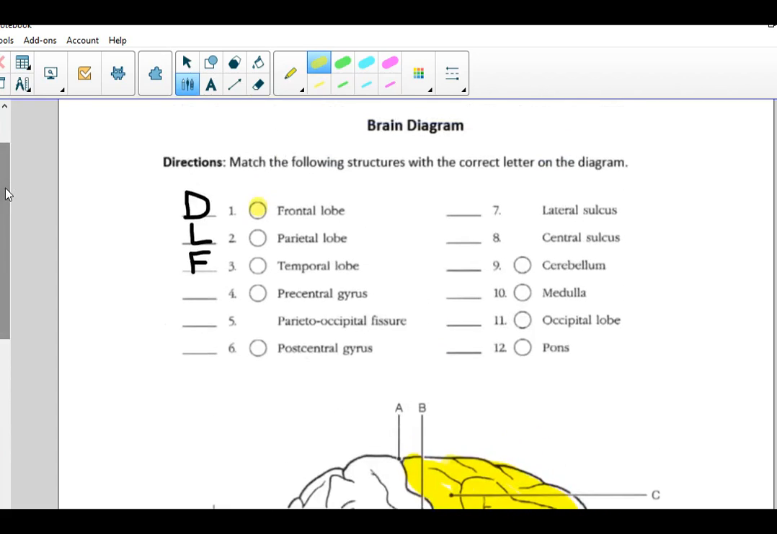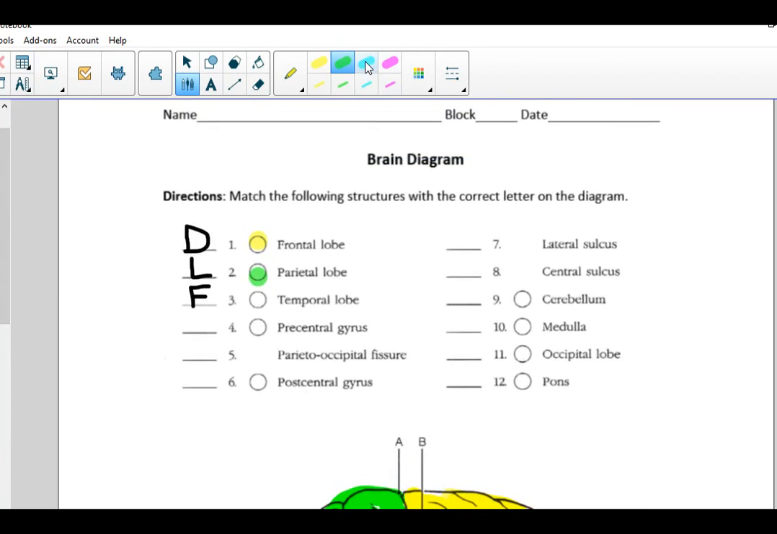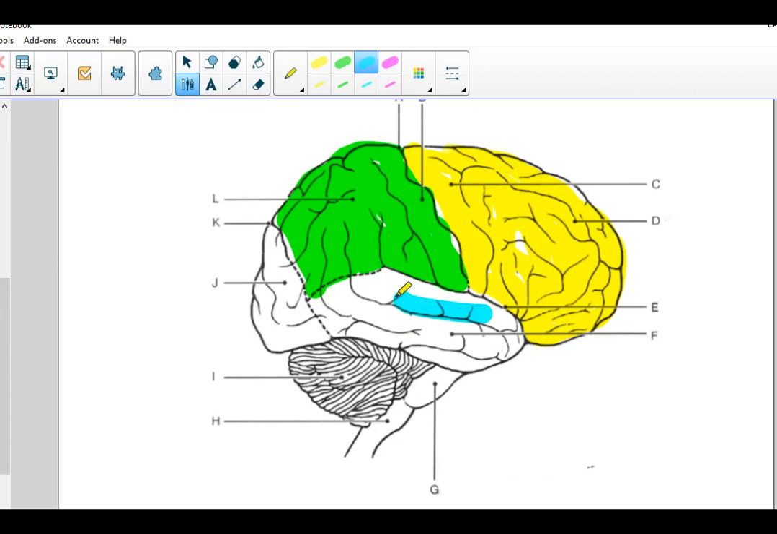Now the parietal lobe, I'm going to use a light green for. So come back down, the parietal lobe is letter L. And you have some dotted lines between there. The temporal and occipital lobes can come right up to that central sulcus. And this is the parietal lobe. For the temporal, we'll just use another color and color that region in blue.